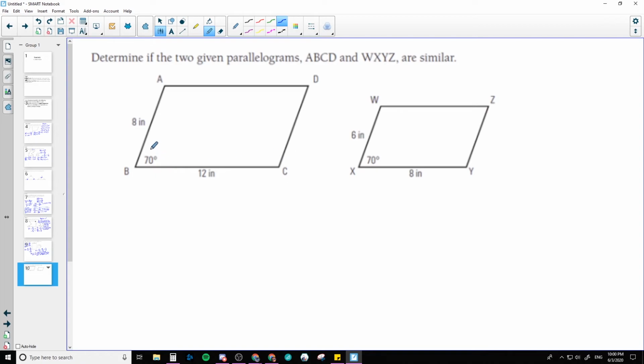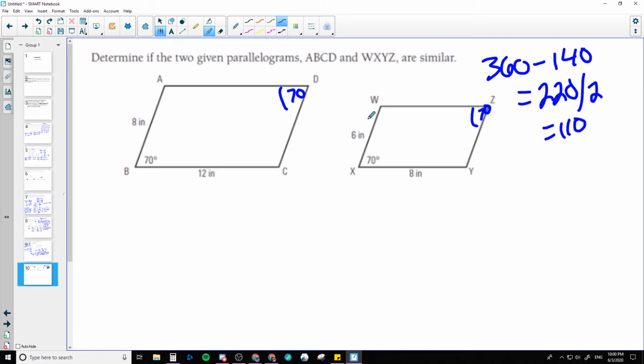So the fact that this angle is 70 and this angle is 70, and knowing what we know about parallelograms, opposite angles are equal in parallelograms, and all angles in a parallelogram are going to equal 360 degrees. So 360 degrees minus 140, because we've got two 70s, is going to equal 220. Divide that by 2 and we get 110. So these angles are going to be 110. So on the angles front, we're in good shape.